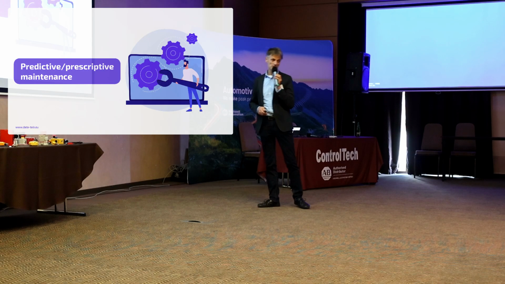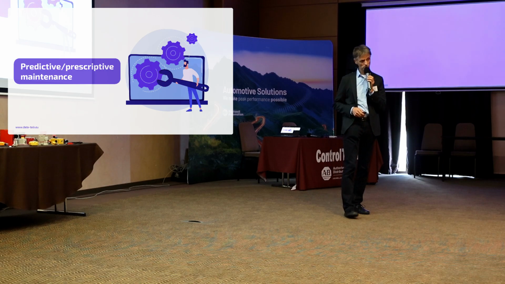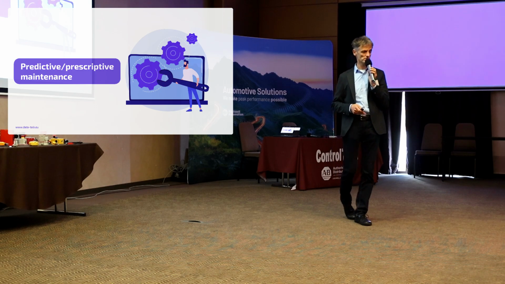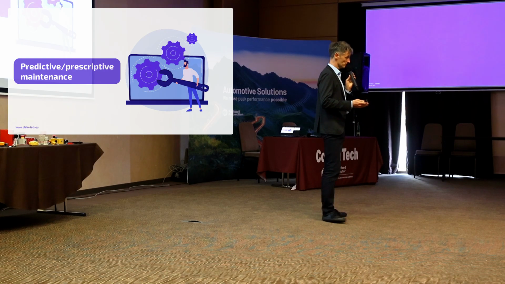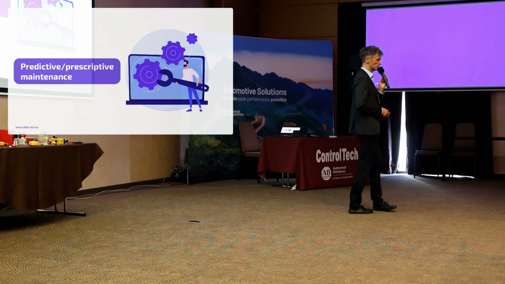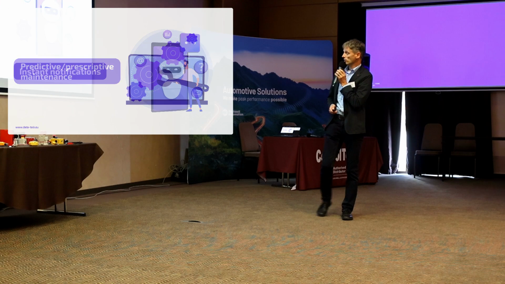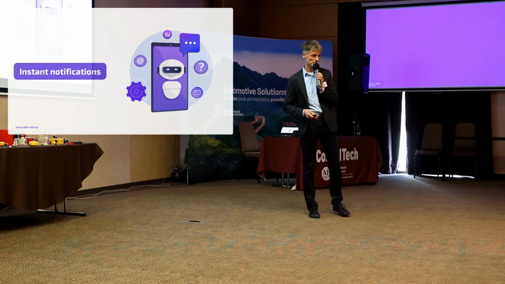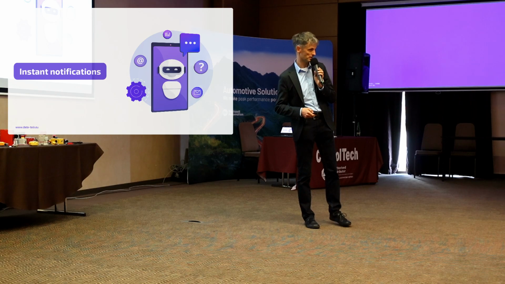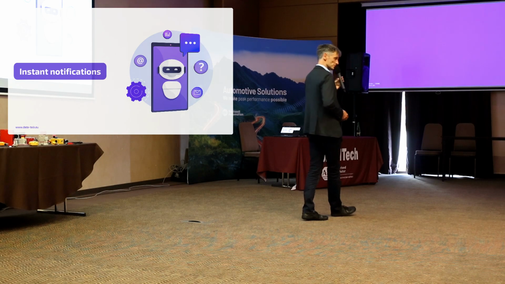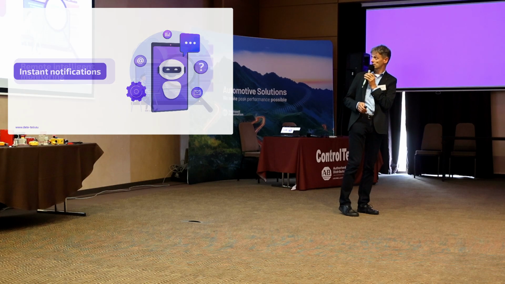Of course, I think the main focus nowadays is in predictive and prescriptive maintenance. If you have an assistant which understands the technology, it can help you to find the root cause of the problems, and sometimes it can even help you to fix the problem before the failure. Instant notifications, as I said, when something happens, when there is any problem, the system informs you at that moment, so you can fix the equipment faster or prevent the failure of the system.